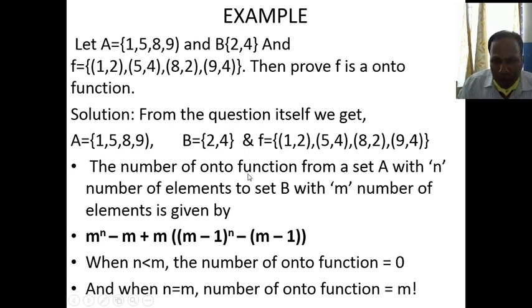Now the number of onto functions that can be defined from a set A containing n number of elements to a set B containing m number of elements is given by m to the power n minus m plus m into (m minus 1) to the power n minus (m minus 1) and so on. If n is less than m, the number of onto functions becomes 0. And if n is equal to m, that means the number of elements in A and B are equal, then the number of onto functions that can be defined from A to B is factorial m.